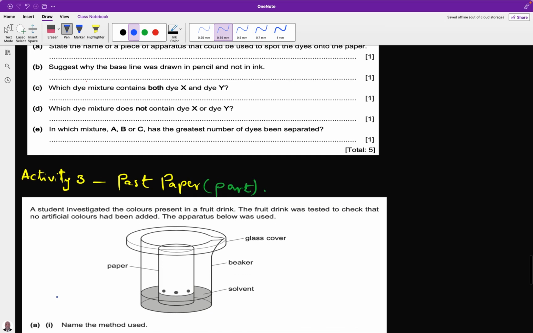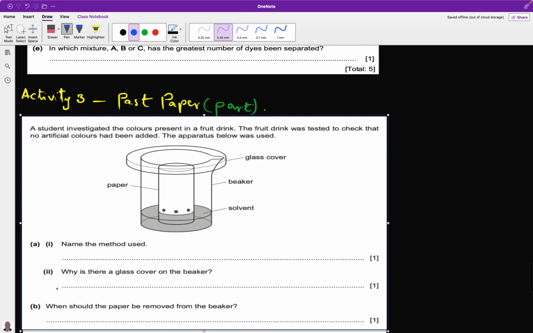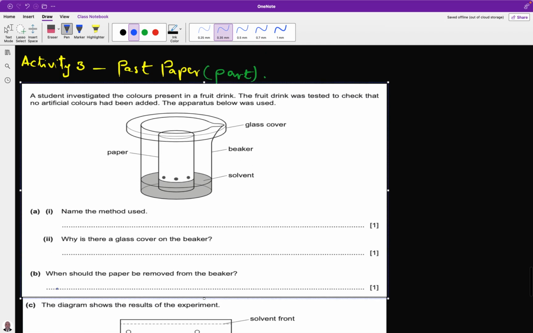It drives us to activity 3. Activity 3 is another past paper, a part of the past paper. A student investigated the colors present in a fruit drink. The fruit drink was tested to check that no artificial colors had been added. The apparatus below was used.